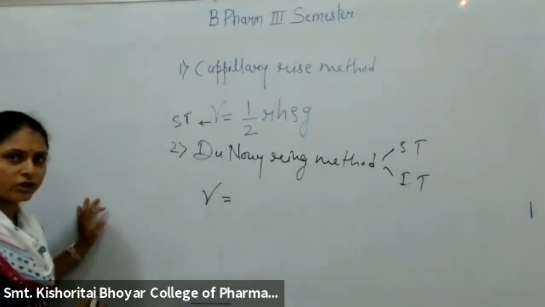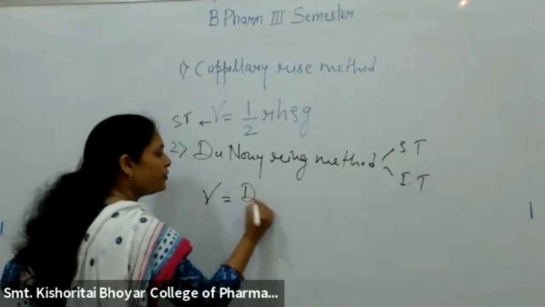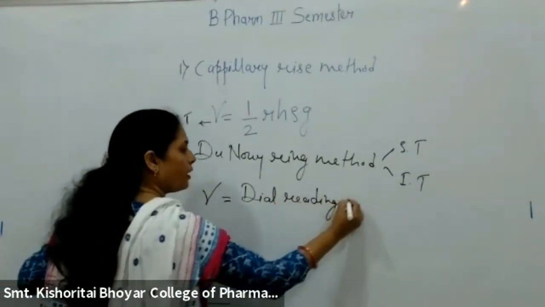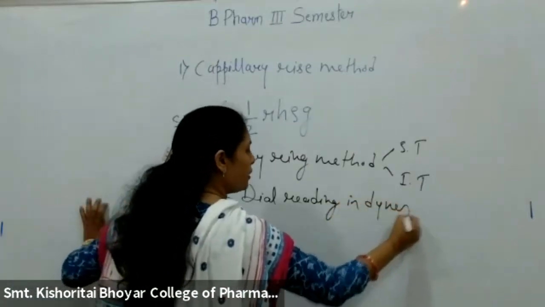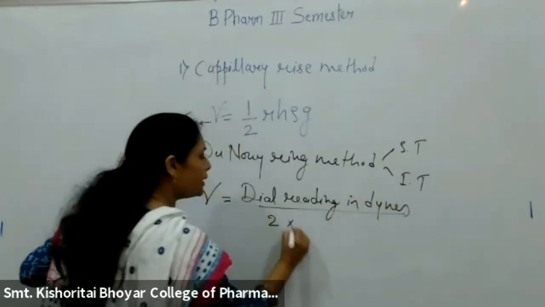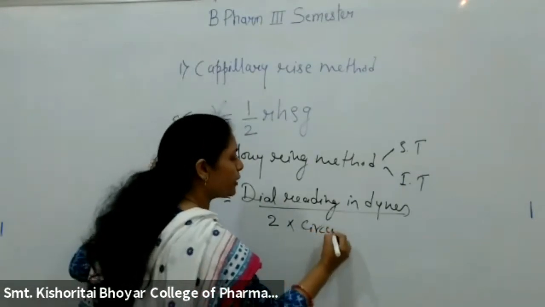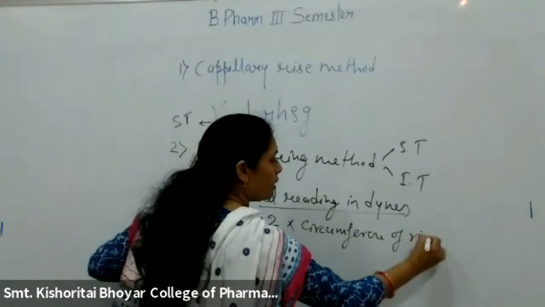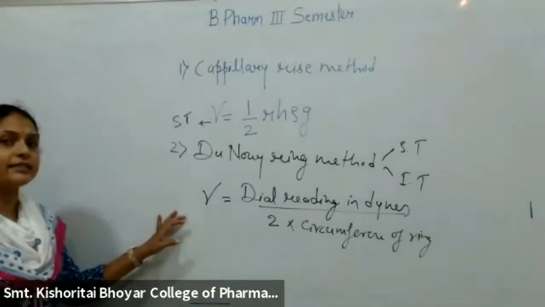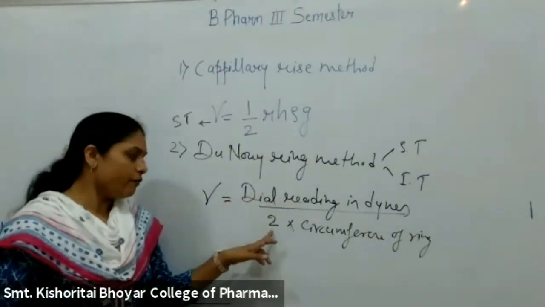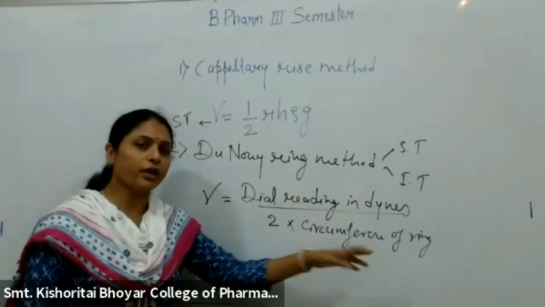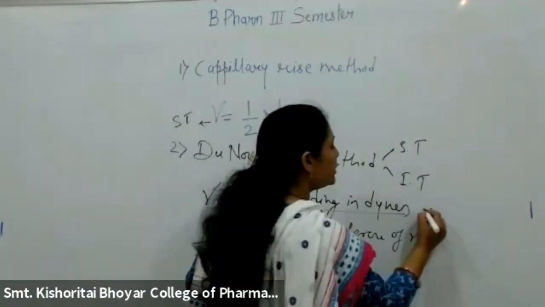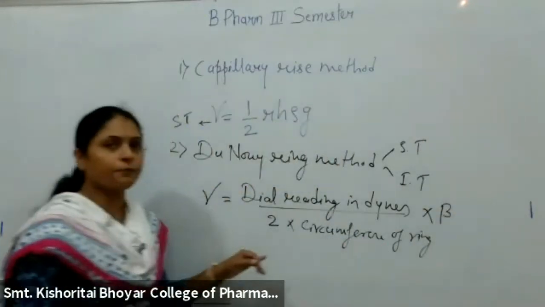gamma, that may be surface tension or interfacial tension, is equal to dial reading in dynes divided by 2 multiplied with the circumference of the ring. Dial reading in dynes gives us a value of force, divided by 2 multiplied with the circumference of the ring across which the force is going to apply, and multiplied with beta, that is the correction factor.